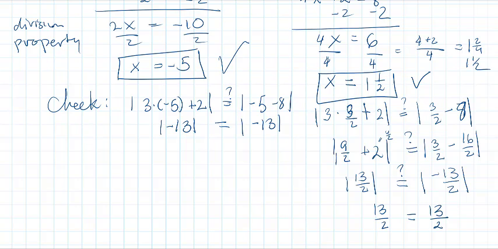So this was a simple example just to show what we do when we have two absolute value terms in a linear equation. Now, we can have more complicated examples than this, but this really explains how to deal with an equation where we have two absolute value terms.